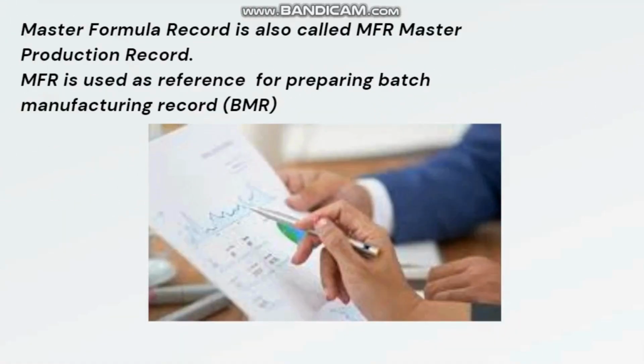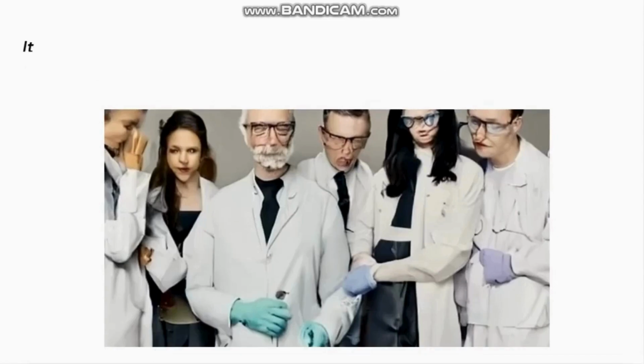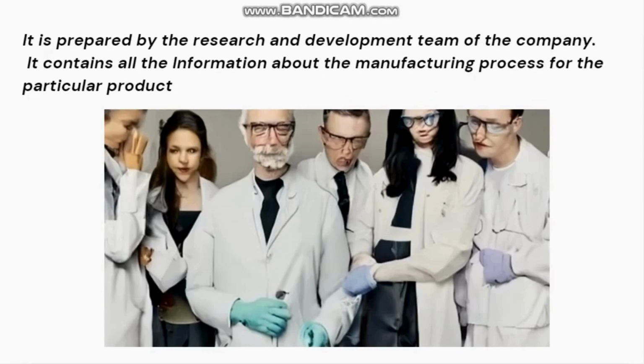So master formula record is also called MFR, that is, master production record. MFR is used as a reference for preparing the batch manufacturing record. Usually the MFR, that is master formula record, is prepared by the research and development team of the company. So it contains all the information about the manufacturing process for a particular product.